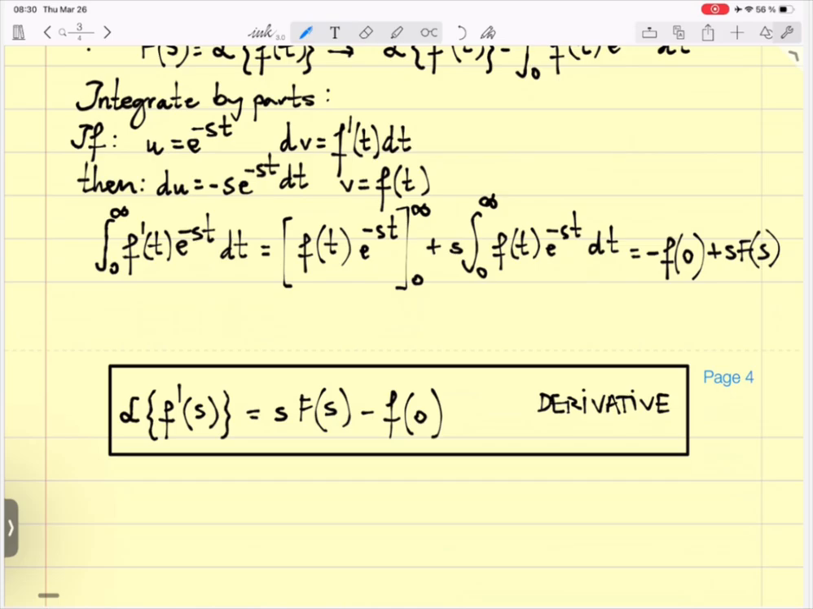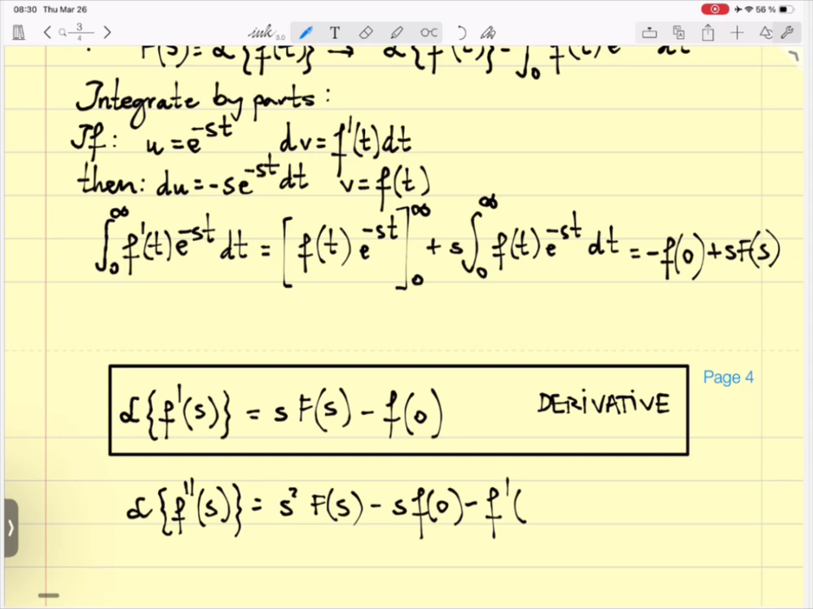Of course, if we apply this rule again to this next derivative, then it turns out that it is s squared F of s minus s times f(0) minus f derivative initial conditions. Okay.